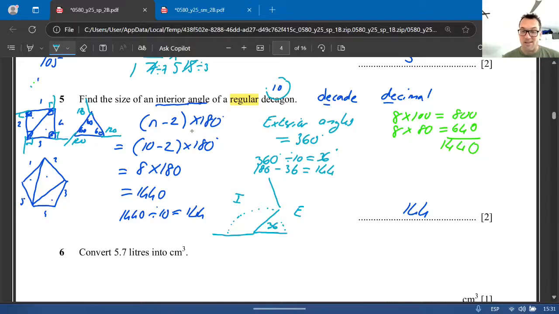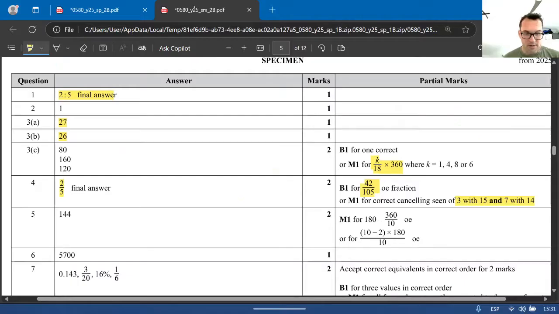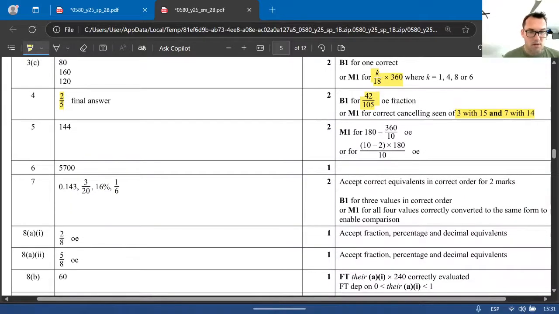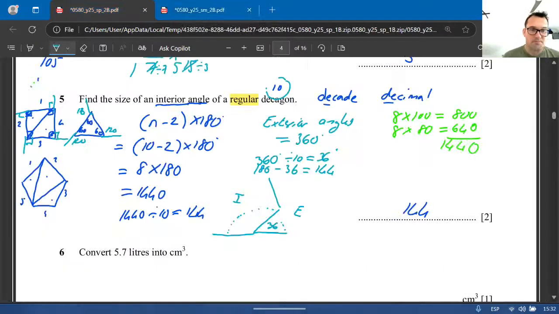Okay, the second one again is a bit quicker, isn't it? So you'll see that reflected in the mark scheme. Answer is 144. There's 180 minus 36, or you use that whole formula and divide it by 10. That's what it says here. The one or the other. Okay, so as long as you show a method, and you have the answer.